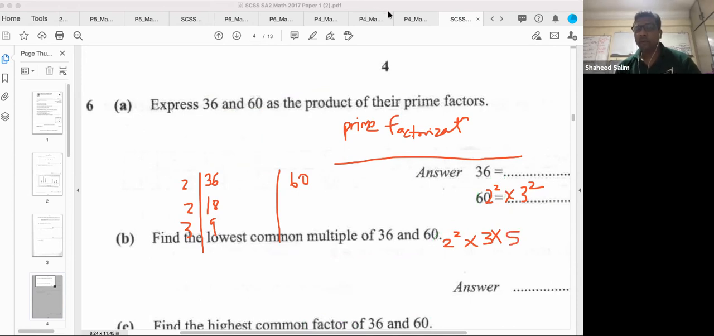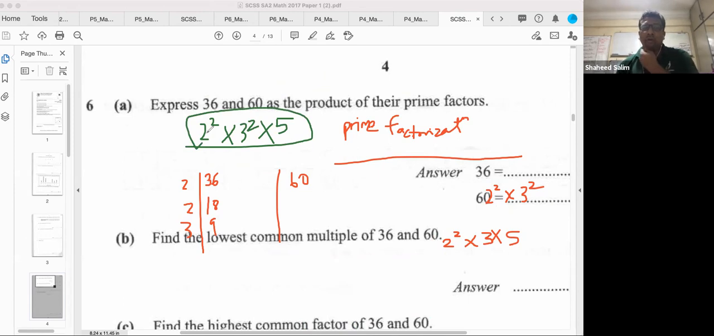Okay. Now, Ryan, we take the biggest one. 2 squared, you take 2 squared now because that's the biggest. 3 to the power 1, 3 to the power 2, you take 3 to the power 2, take the bigger one. And then 5, only one got, also just put it in also. This is now your biggest, lowest common factor. 2 times 2 is 4. 4 times 9, 36. 36 times 5, 180.